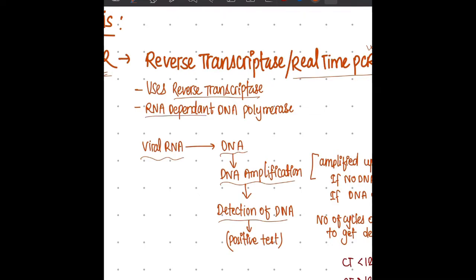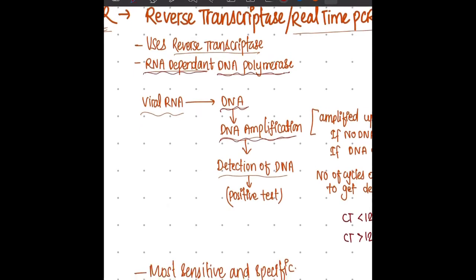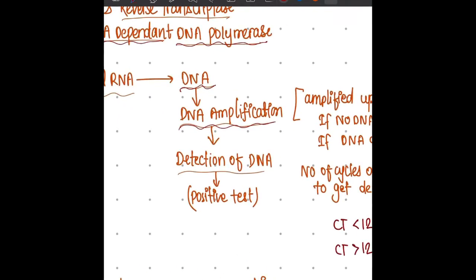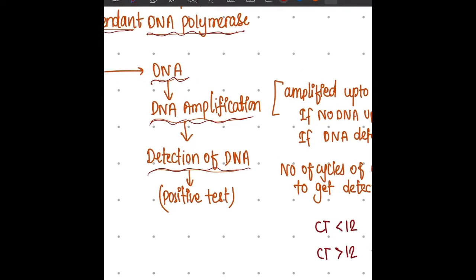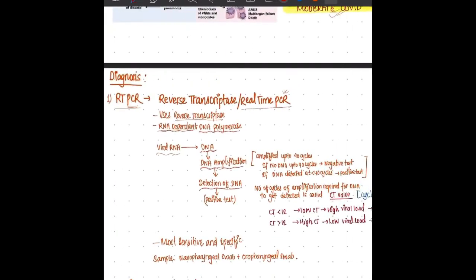Reverse transcriptase is an RNA-dependent DNA polymerase. So it utilizes the RNA of the virus and converts that RNA into DNA. Then finally the DNA is multiplied or amplified over multiple cycles so that it becomes detectable by the machine. Once the machine detects the particular DNA associated with that virus, it gives a test which is said to be positive.